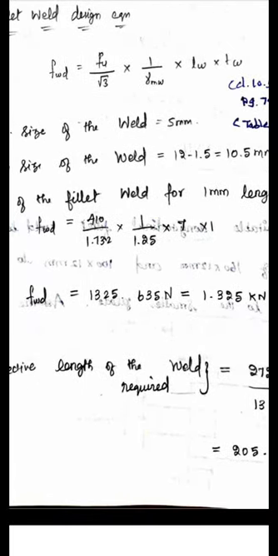First, Fu by root 3. For Fu, Indian made structural steel sections are made from Fe 410 grade steel. So, Fu is 410, root 3. You can directly put root 3 in the calculator. Then gamma mw, the partial safety factor for weld. Here the welding is done at shop, therefore gamma mw value is 1.25. This value can be obtained from page number 5, Table 30. Then the length of the weld is 1, and the throat thickness is 7. By multiplying all these values, I get the strength of the fillet weld for 1 mm length as 1325.635 N.